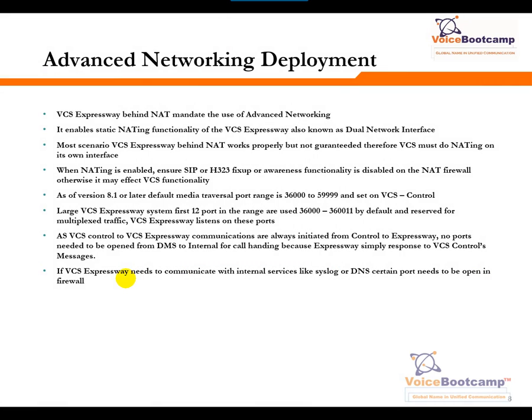Now, in order to support the previous deployment model, where you have the expressway edge sitting between two firewalls or in a DMZ, you need to have an advanced networking license. The advanced networking license allows the expressway edge behind the NAT or firewall to provide the netting functionality within the expressway edge. So it enables static netting functionality of a VCS expressway edge, also known as dual network interface.